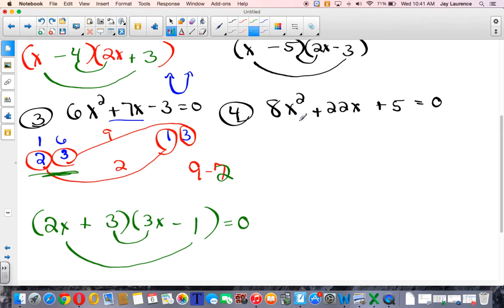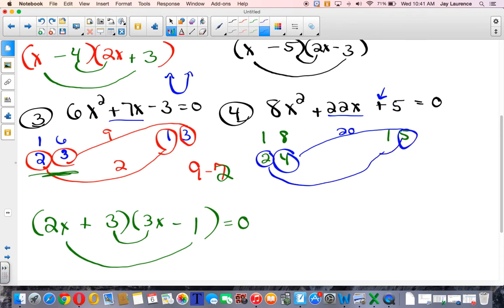Okay, let's take a look at number 4, and then we'll wrap up this video. All right, no GCF. I thought a 2 maybe, but then I got to the 5. Not a perfect square. List the factors of A: 1 and 8, 2 and 4. List the factors of 5: 1 and 5. C is positive, so I'm going to add to get 22. Oh, that's an easy one. How about 4 times 5, which is 20, and 2 times 1, which is 2, and so the addition problem is 20 plus 2.